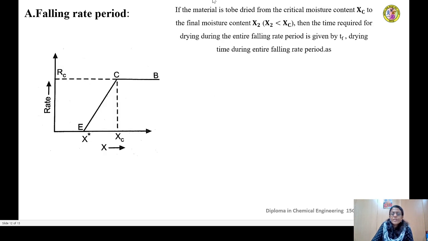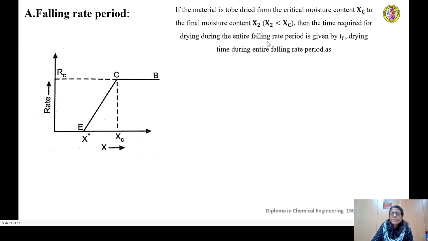So if the given material is to be dried from critical moisture content xc to the final moisture content x2, where initially we assumed some initial moisture content x1. If you want to find out the total time of drying for the entire falling rate period, then you have to consider the initial moisture content as xc and the final moisture content as x star.